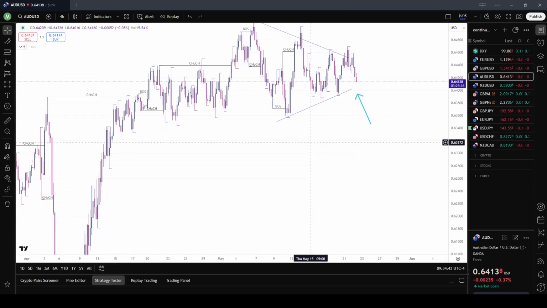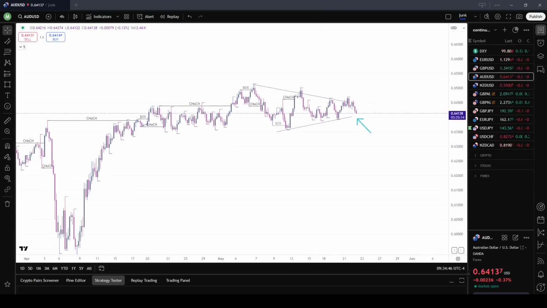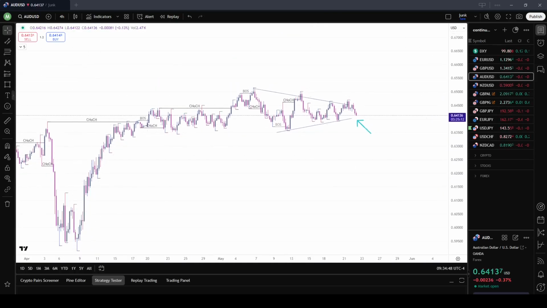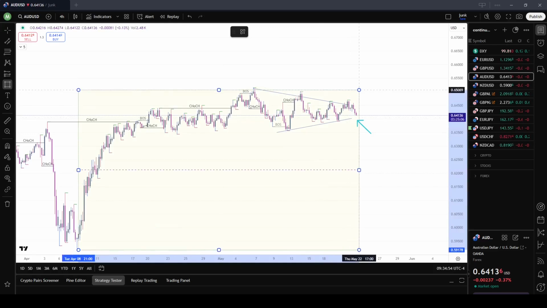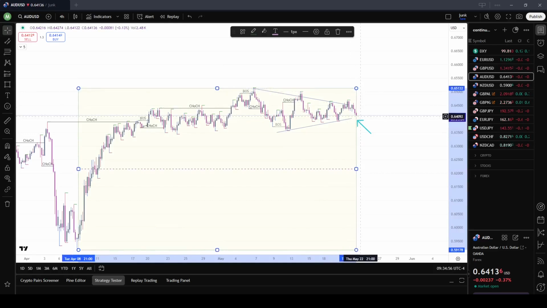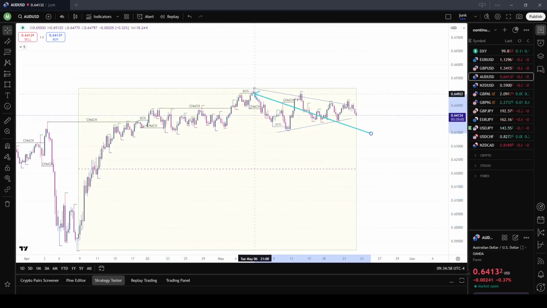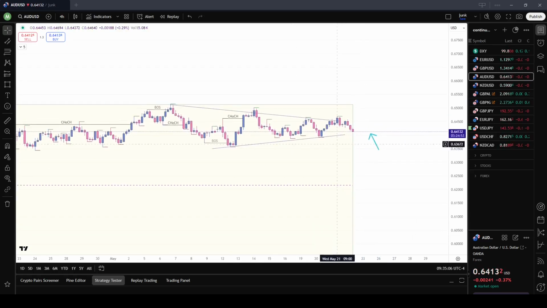AUD USD. We can map out the current range. Since it hasn't broken into any new highs, we still map out the range from this low. As prices continue to trade sideways, it started to break out. No new highs were formed, so you can see the prices just consolidating sideways, squeezing in a sideways triangle.